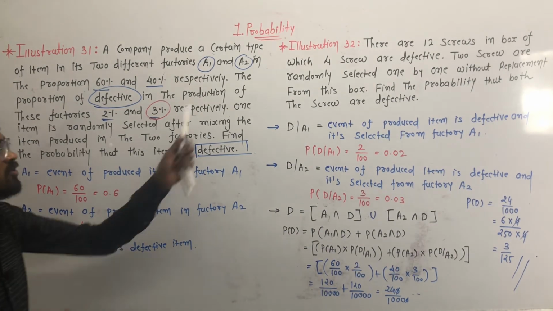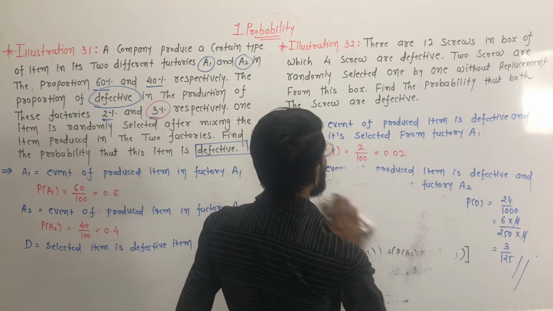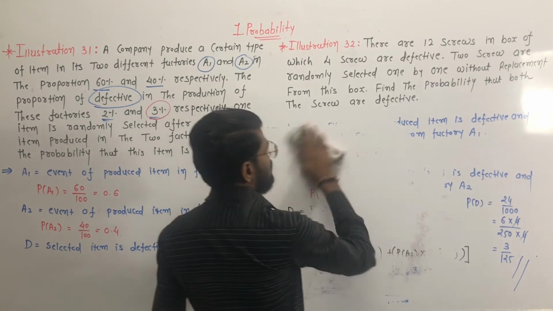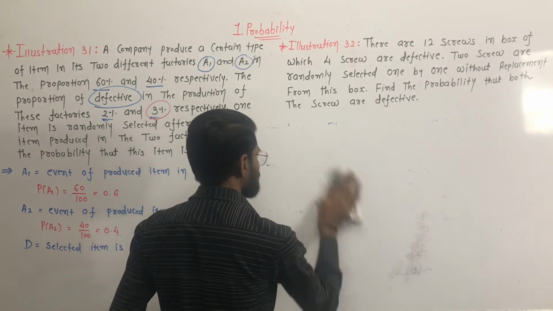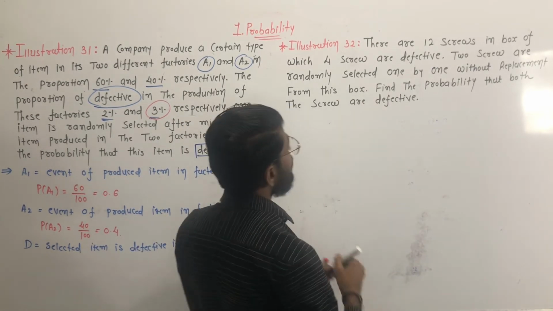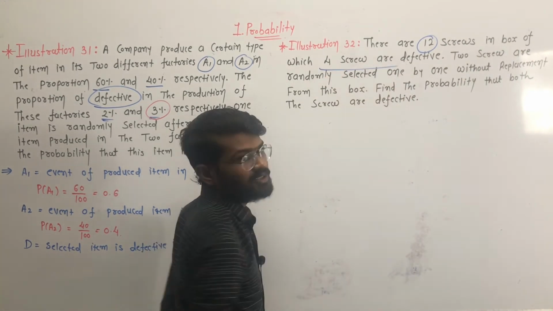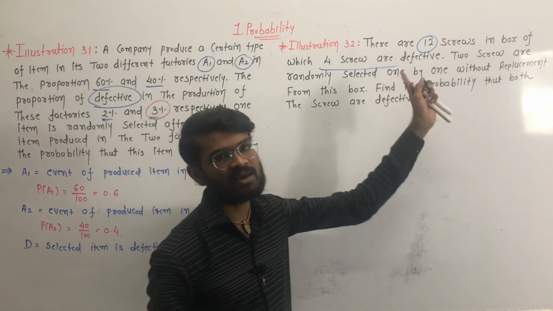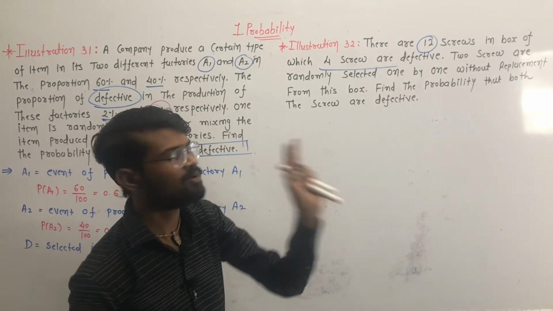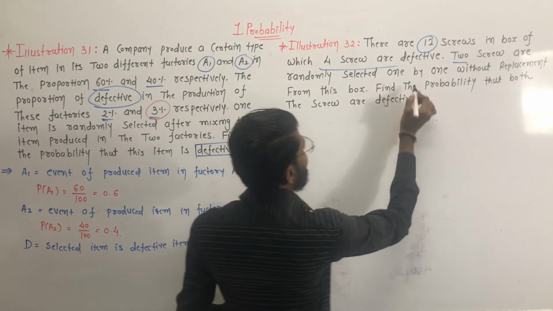Okay. Now come on to illustration number 32. Illustration number 32 is that there are 12 screws in a box. There are a total of 12 screws in the box and 4 are defective screws. So how many non-defective screws? Non-defective screws is equal to 12 minus 4, which is equal to 8 screws that are non-defective, and 2 screws are randomly selected one by one.